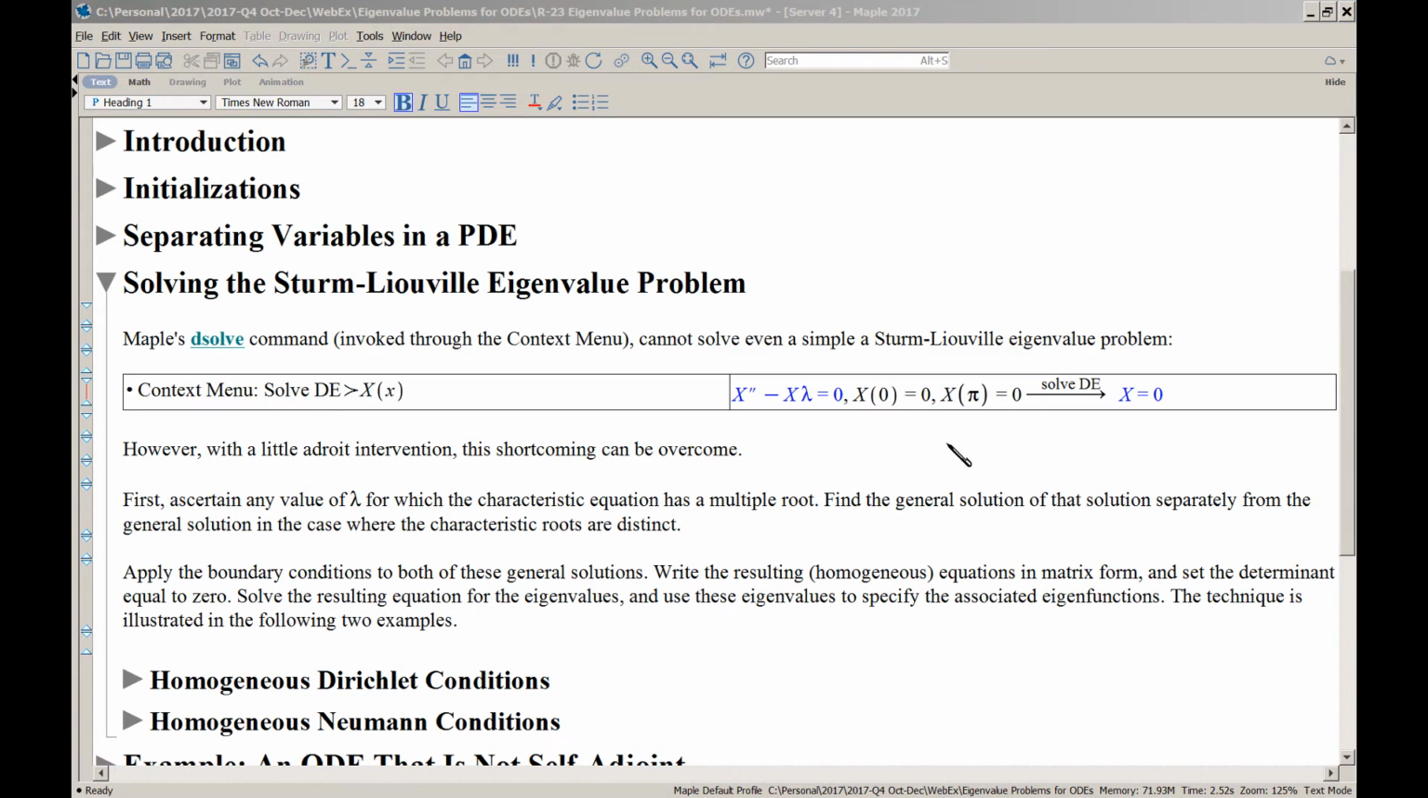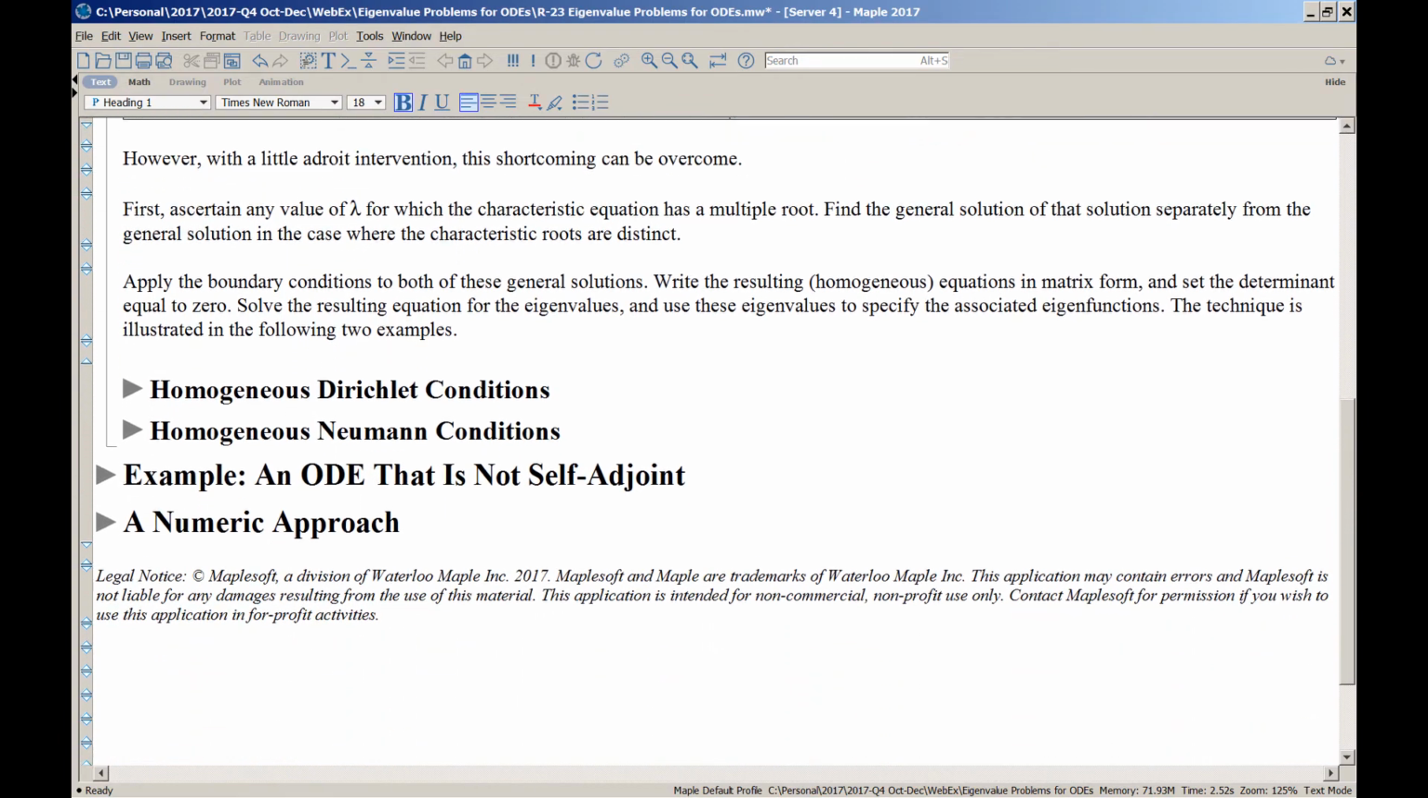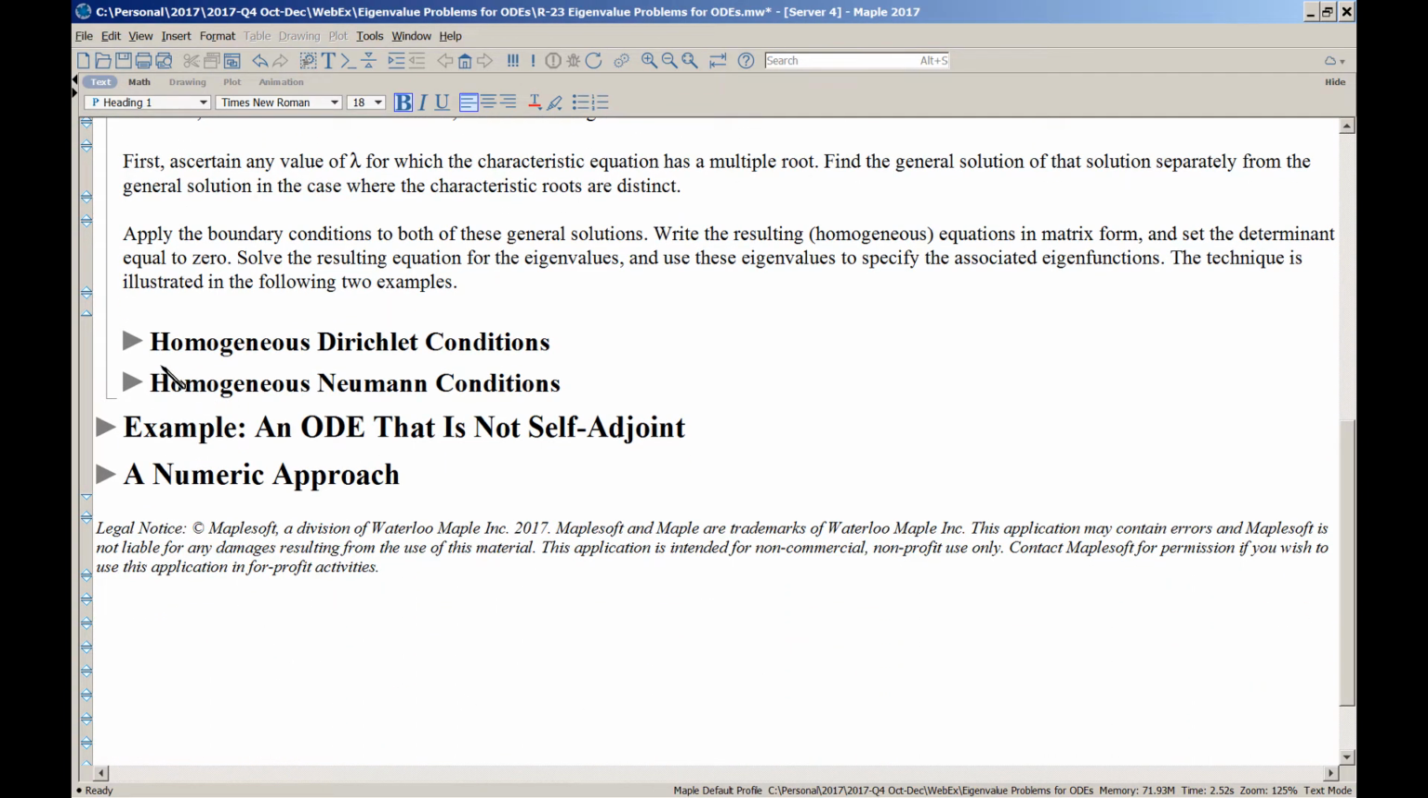Okay, so if you were to take this Sturm-Liouville problem, x double prime minus lambda x equals 0, x at 0 and x at pi equals 0, and hit it with dsolve, which I applied through the context menu, Maple would return the 0 solution. So it does not have the ability to solve the Sturm-Liouville problem. So you have to apply your own ingenuity to get Maple to get past this point. And that's what I'm demonstrating here in today's webinar.